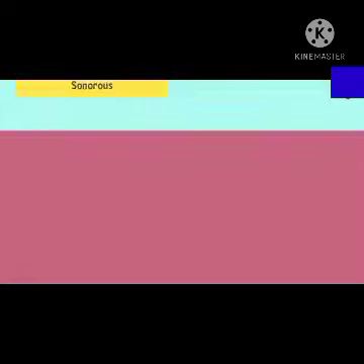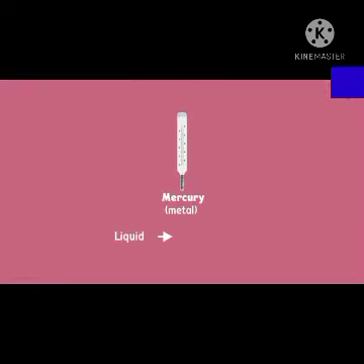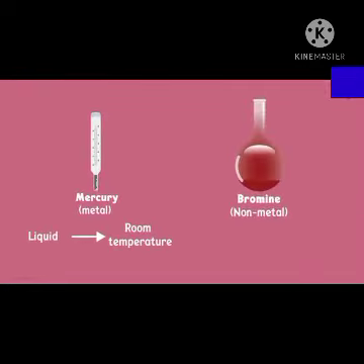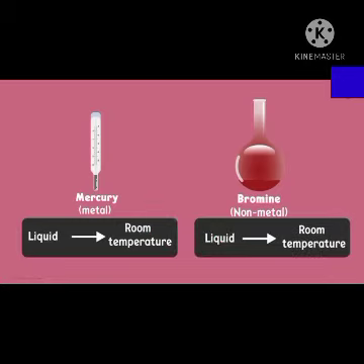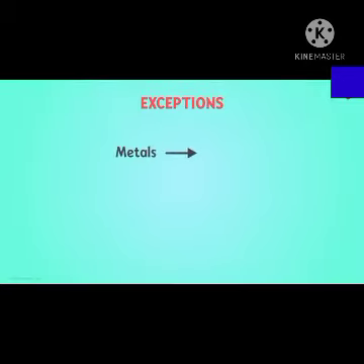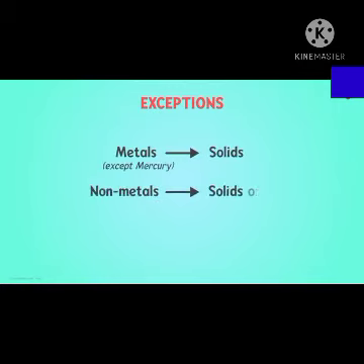Wait, but mercury is a metal in liquid state at room temperature and bromine is a non-metal in liquid state at room temperature. How do we differentiate these two based on physical properties? We can say all metals are solid at room temperature except mercury, and all non-metals are solid or gaseous at room temperature except bromine. Well, this is not it. There are a few more which break the physical appearance norms of metals and non-metals.